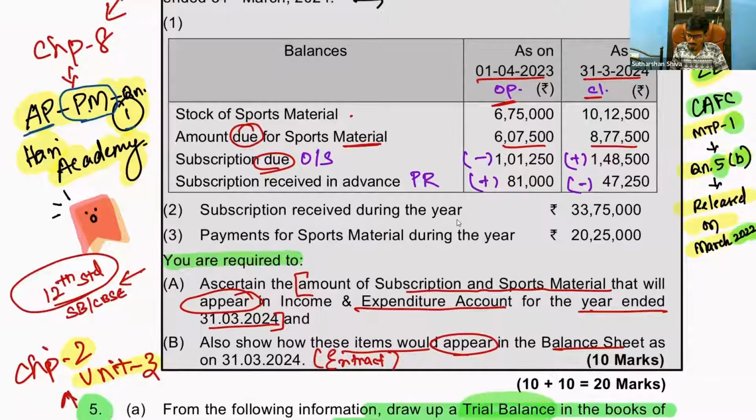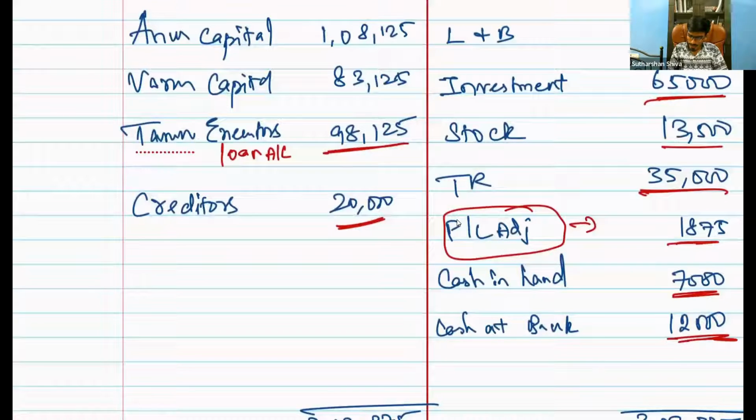Subscription received during the year has a very crucial sense. It includes everything: current year, previous year, next year. From that, we need to remove all the previous year and next year data to arrive at the current year figure. Payment of sports material is given. Fine, let's go for the discussion. I will do it quickly.